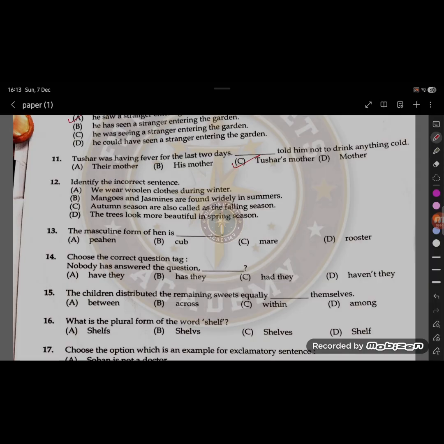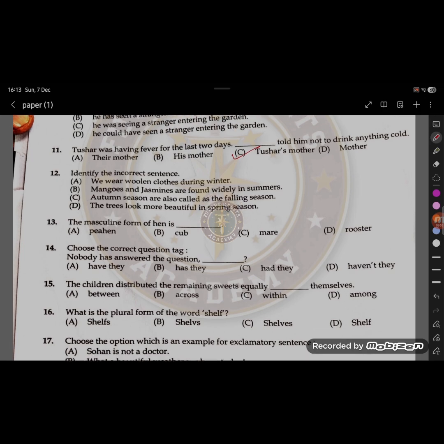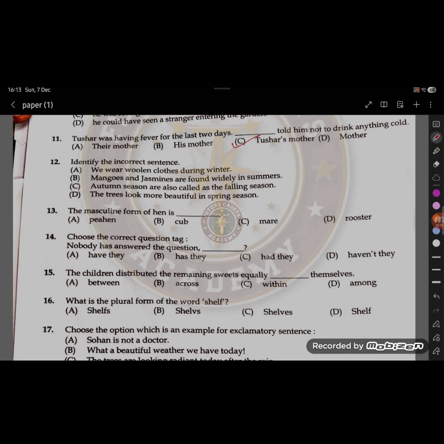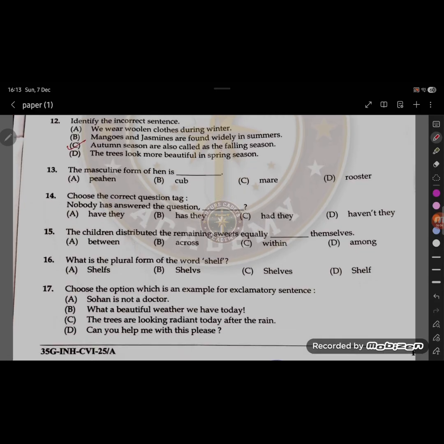Now moving to question number 12. Identify the incorrect sentence. Now to identify this, you need to read every single question carefully, and I hope you all did the same. Question number C is the answer for this. For question number 13, we need to choose the gender of hen. And we all know that, quite a simple, easy peasy question, that is rooster.